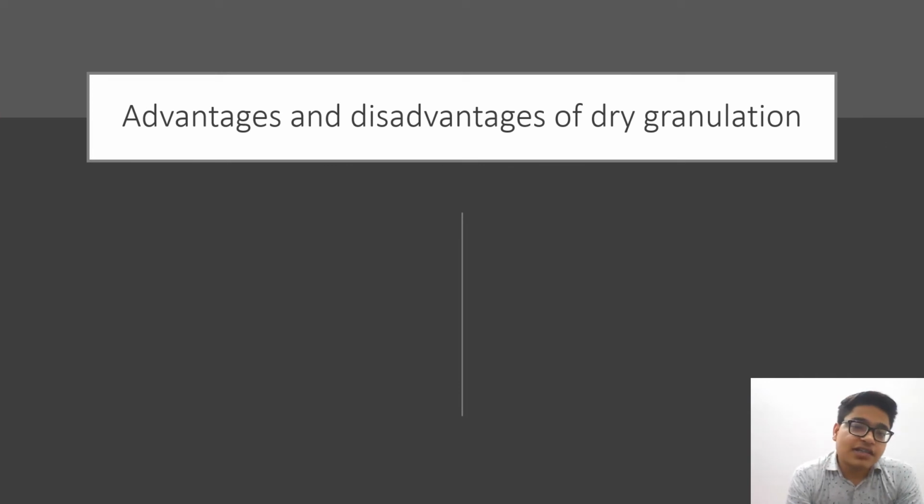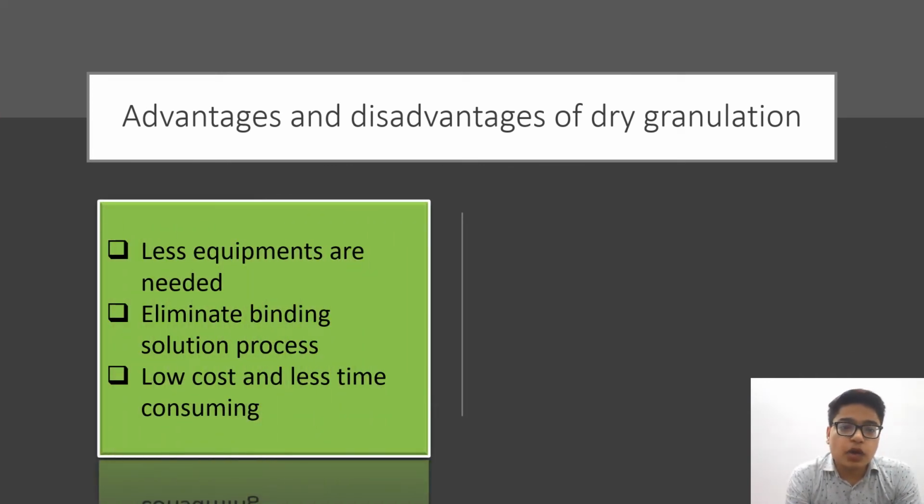So what are the advantages and disadvantages of dry granulation? First, we talk about the advantages. Fewer equipments are needed, only two or three steps, as you can see. The binding solution process is eliminated. We are not adding any solution in it. The cost is low and less time is consumed.